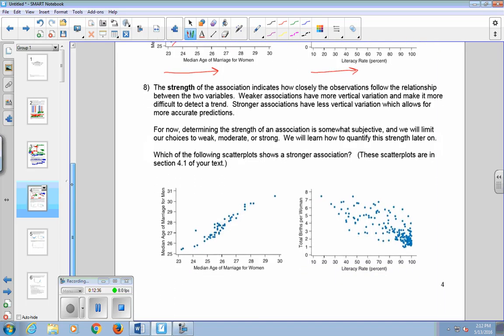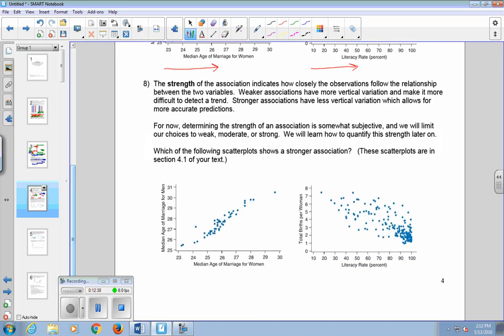So question, which of the following scatter plots shows a stronger association? Again, these are in section 4.1 of your text if you want some more information on them. But if we take a closer look, what we'll find is that this one has a stronger association. This one has a weaker association, might not be weak, might be weak to moderate, but relatively speaking, this one is weaker than the one on the left.